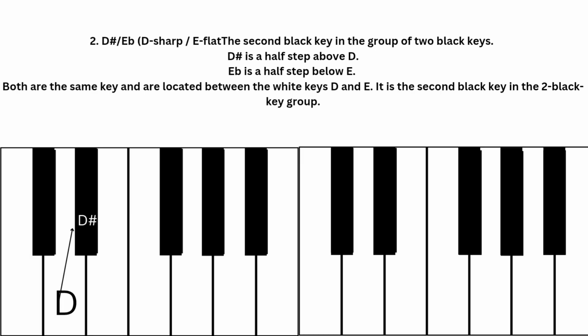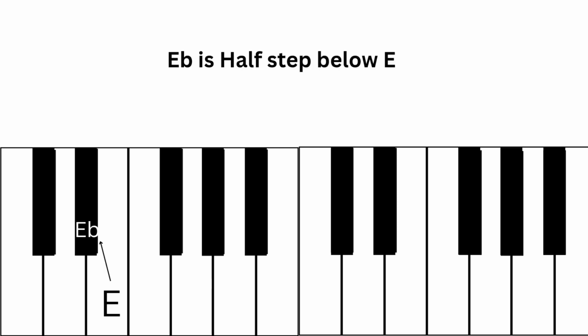D sharp or E flat is the second black key in the group of two black keys. D sharp is a half step above D and E flat is a half step below E. Both are the same key and are located between the white keys D and E.